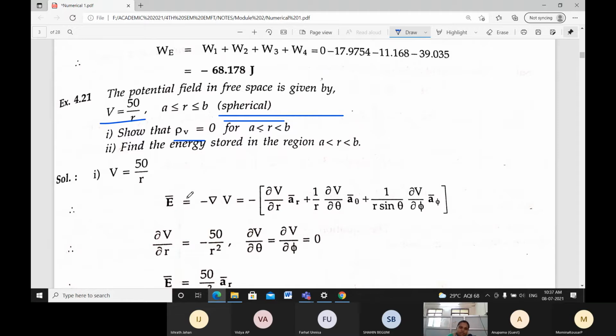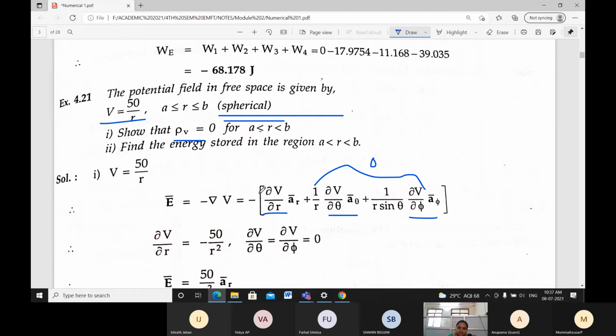Okay, E is going to be minus del of V, that is nothing but, for the spherical coordinate system, minus ∂V/∂R into aR plus 1/R ∂V/∂θ into aθ plus 1/(R sin θ) ∂V/∂φ into aφ. Then find out what is your ∂V/∂R, ∂V/∂θ and ∂V/∂φ. If you observe here, it is only varying with respect to R, so you will be getting ∂V/∂R only, and the remaining two are going to be 0 only.